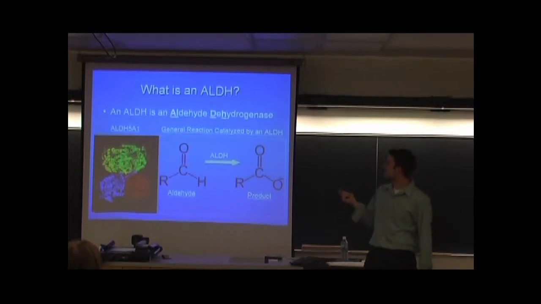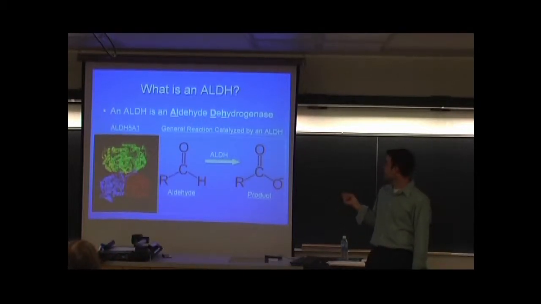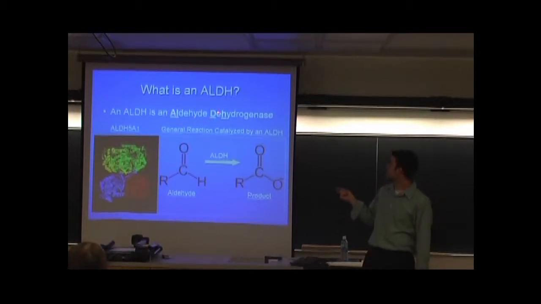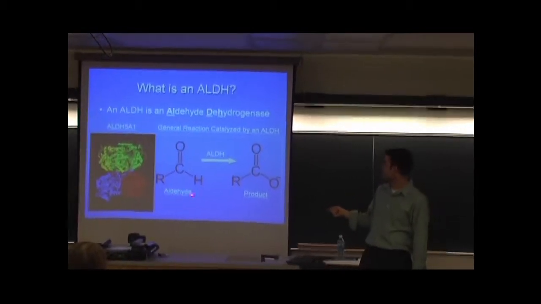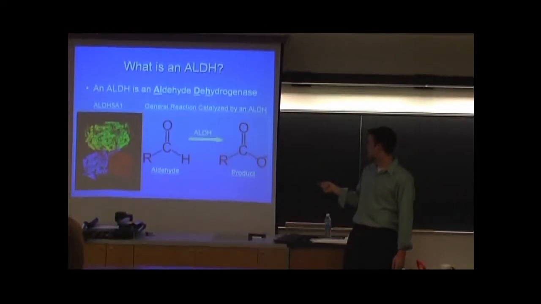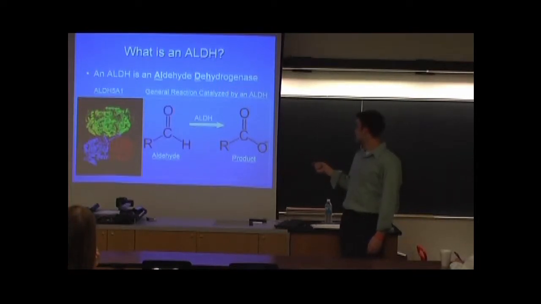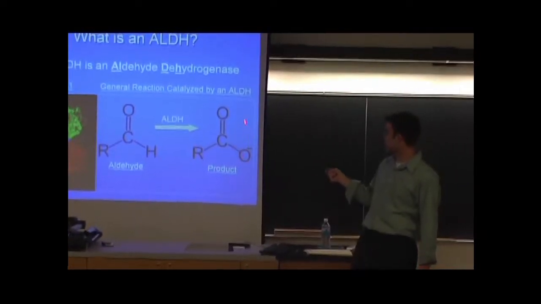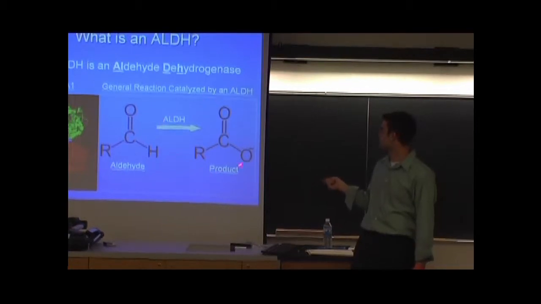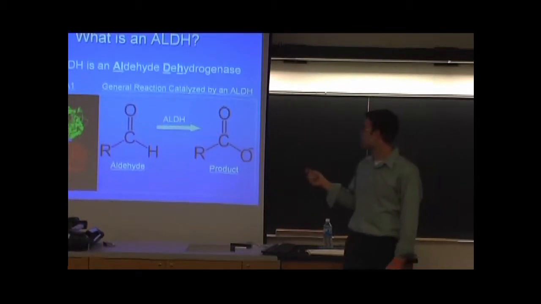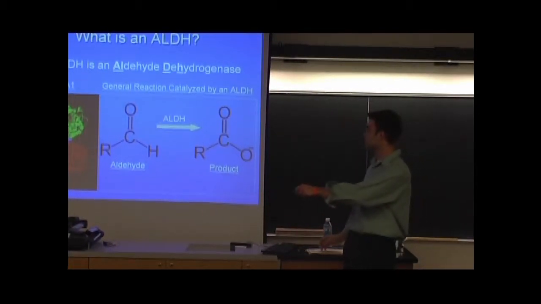First of all, what is an Aldh? An Aldh is an aldehyde dehydrogenase. You can see where it gets its name from. This is a general reaction that it catalyzes, and as its name says, it's a dehydrogenase. So it takes this aldehyde and converts it to this product. You can see it gets rid of this hydrogen, so that's where it gets its dehydrogenase from. Normally there should be a carboxylic acid, but these are present in solution, so this H just falls off due to the water that is present. And this is a proposed structure of Aldh5A1.